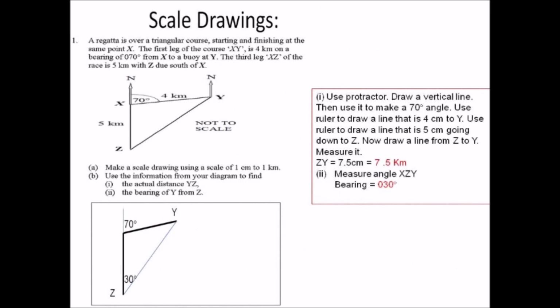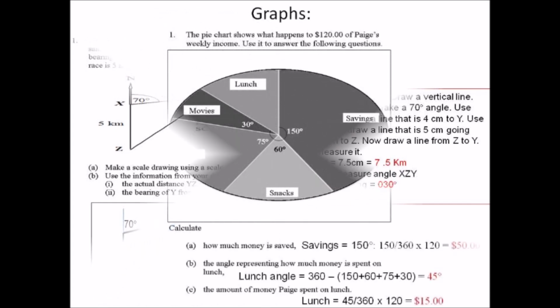And the first thing you do is draw the vertical line and use it to make a 70-degree angle. And then use your ruler, draw a line 4 centimeters to Y, use your ruler, draw a line 5 centimeters. And then the final, your YZ is 7.5 kilometers. The bearing would be 030 degrees. Okay, but remember, for this you can use your protractor to help you with the angles, and then your ruler to help you with the lines.